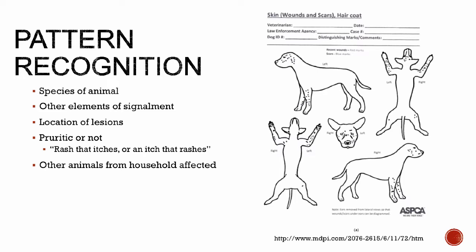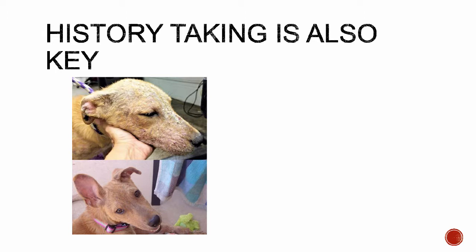Are there other animals from the household affected? And I'm going to focus a little bit on what you need to find out about history, but are other animals affected? We've got two more chairs down here if anybody wants to be brave and come on across. And then obvious cases. There are some that are like, oh, yeah, I got this, right? So some of them are really obvious. Some of them are going to be much more subtle. This is my little soapbox issue.